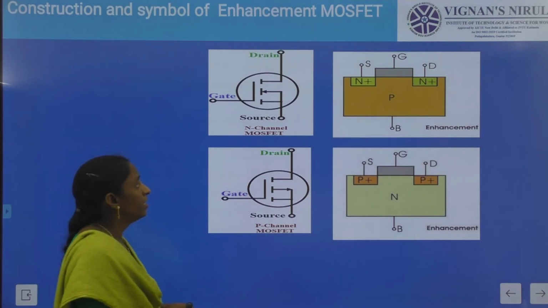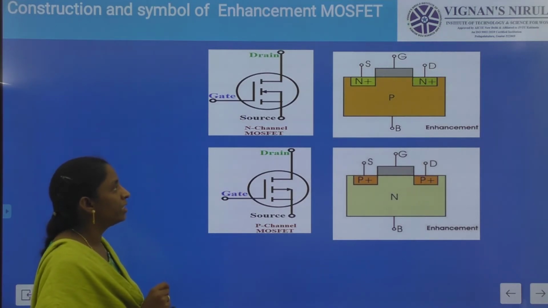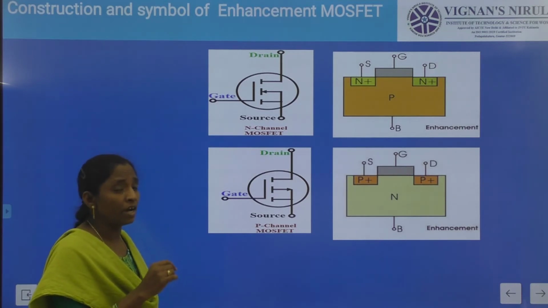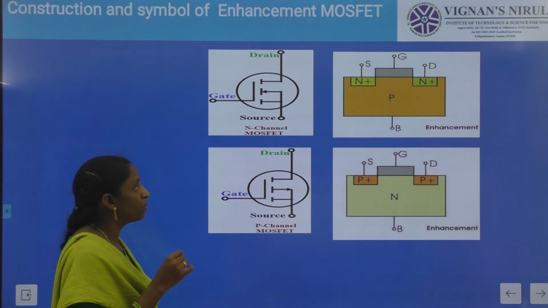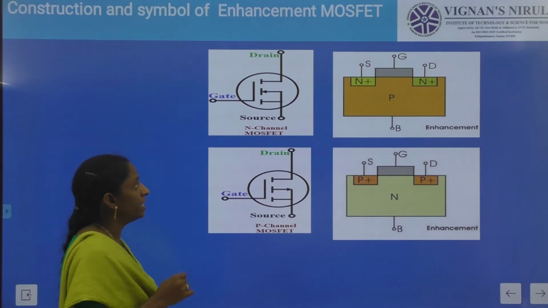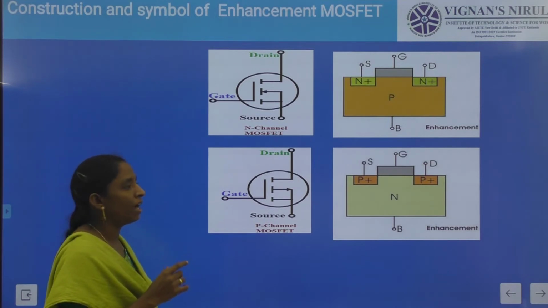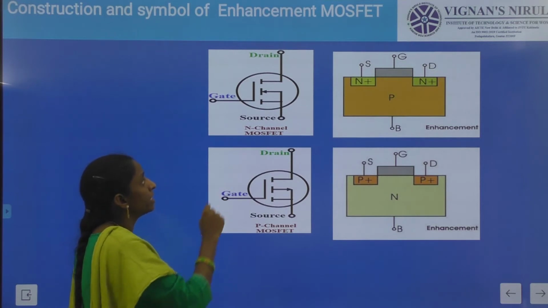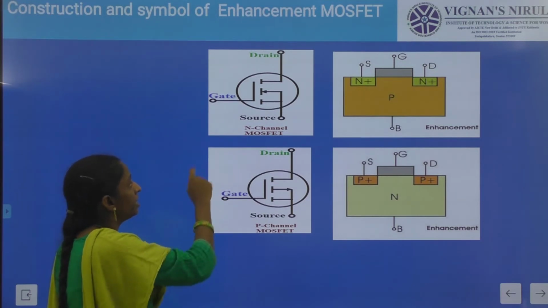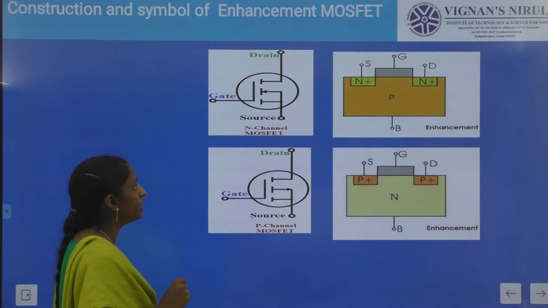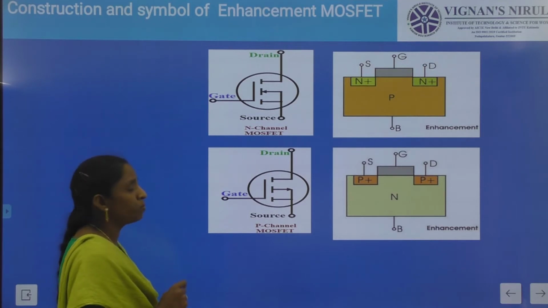This is the circuit symbol of the N-channel MOSFET. Here the channel is not continuous. The broken line indicates that the channel is not continuous. This is the symbol of the drain. The gate is the positive terminal and the channel is the negative terminal. So drain and source are negative and gate is positive.